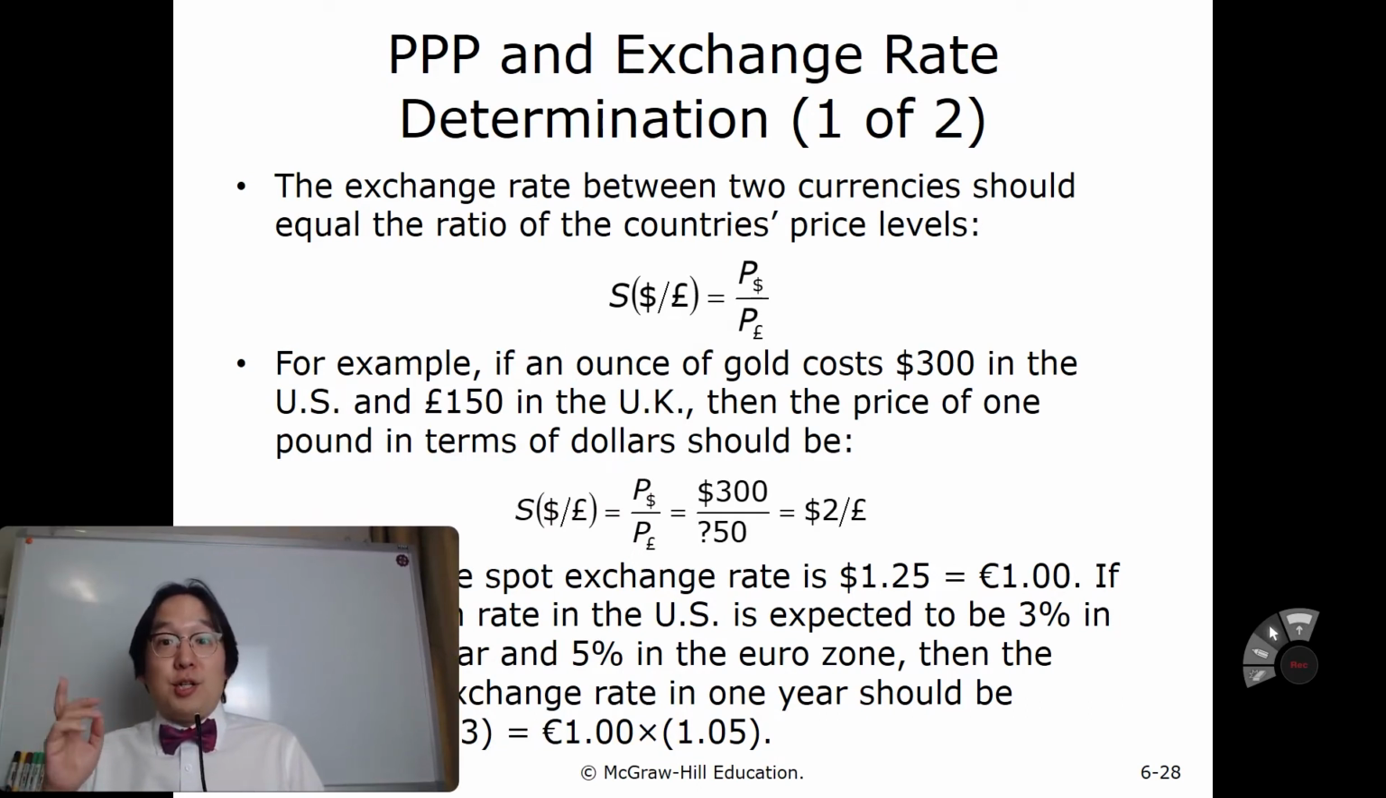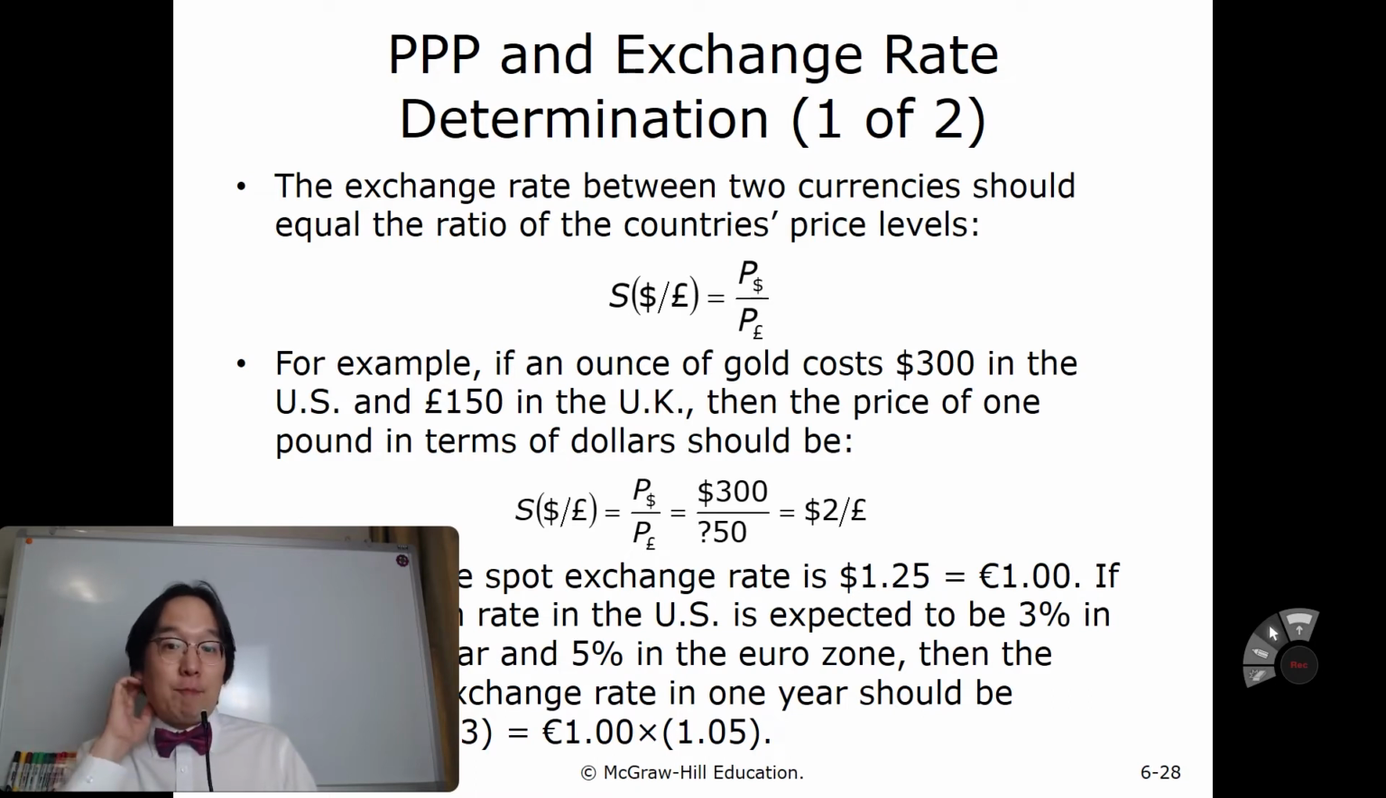Should equal the ratio of the currency's price levels. So the spot exchange rate between the US dollar and the British pound should be the price of one consumption good, a basket of goods, priced in US dollars divided by the same goods' prices denominated in British pounds. That ratio must be our spot exchange rate. That's the basic intuition, which makes sense, right?